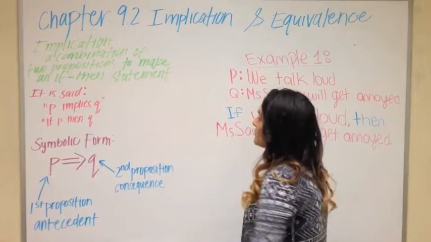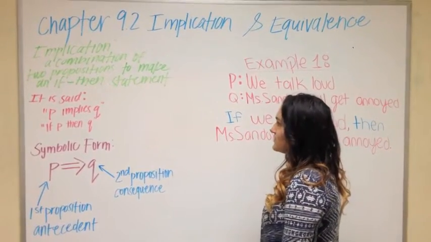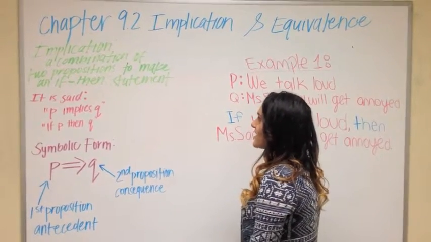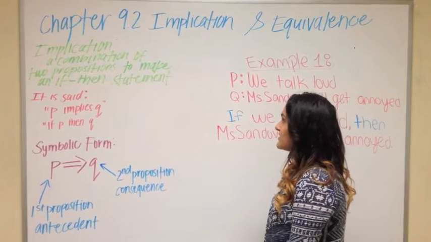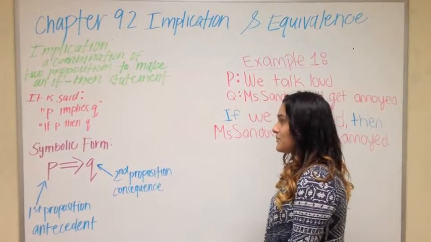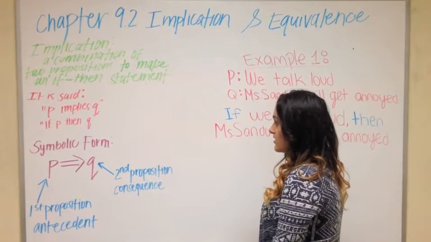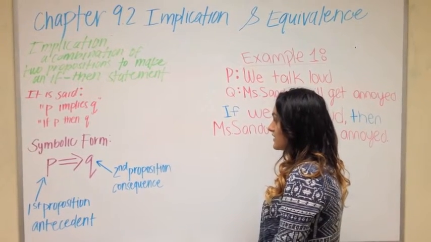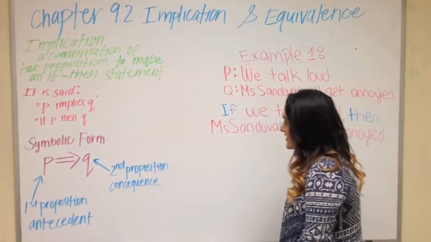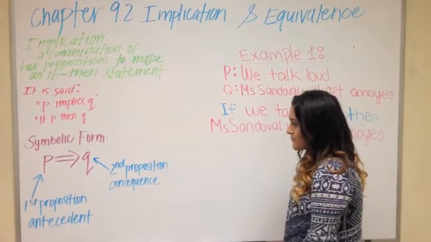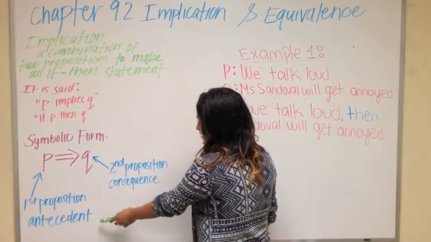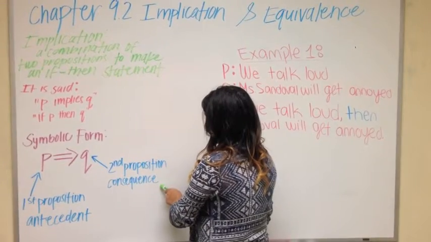Let's do a quick review before we move on to example 1. Okay, an implication is a combination of two propositions to make an if-then statement. It is said P implies Q, and if P, then Q. And the symbolic form of an implication is written as P, arrow, Q. And remember, the first proposition is an antecedent, and the second is a consequence.